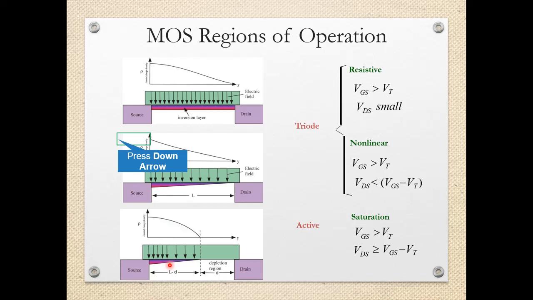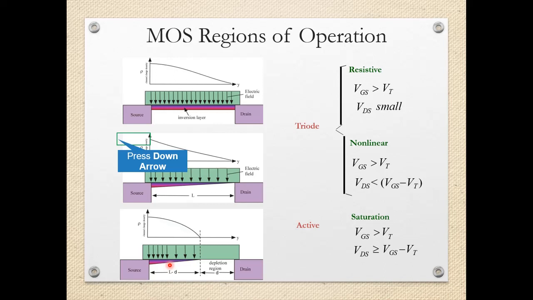We can see this figure, which indicates further reduction in the inversion layer. In the previous case it was reduced, and now you can see this region is quite reduced, and there is a depletion region now formed between the drain and the source. And you can see the electric field is also absent in this depletion region.